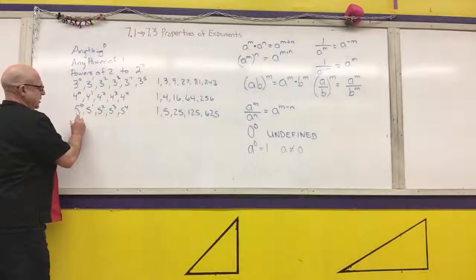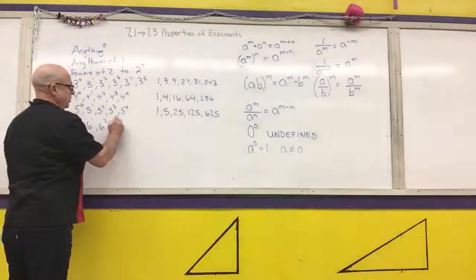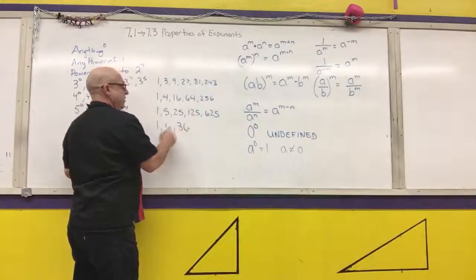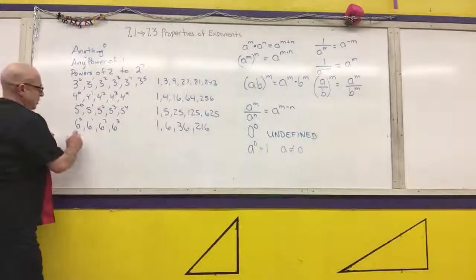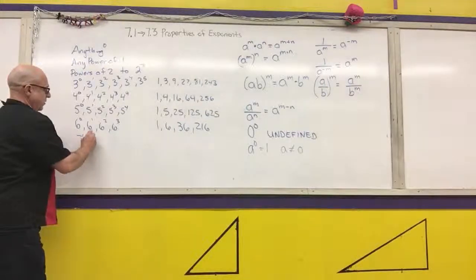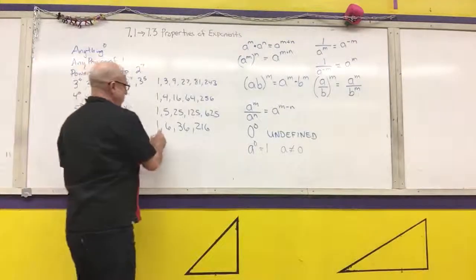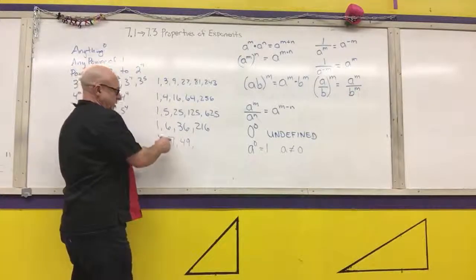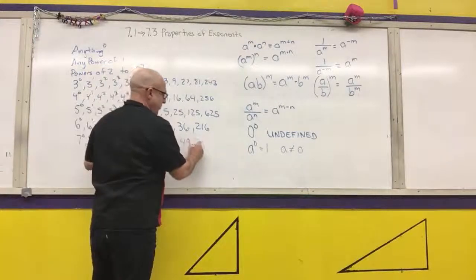For 6, I expect you to know 6 to the 0th, 6 to the 1st, 6 squared, and 6 cubed. That is 1, 6, 36, and then 36 times 6 is 180 plus 36, which is 216. Powers of 7 are 7 to the 0th, 7 to the 1st, 7 squared, and 7 cubed, which are 1, 7, 49, and then if you don't know what the next one is, it's 7 times 40, which is 280, plus 63, which would be 343.